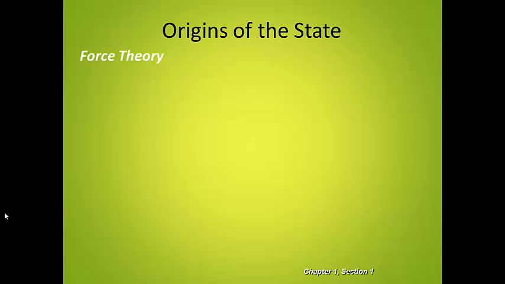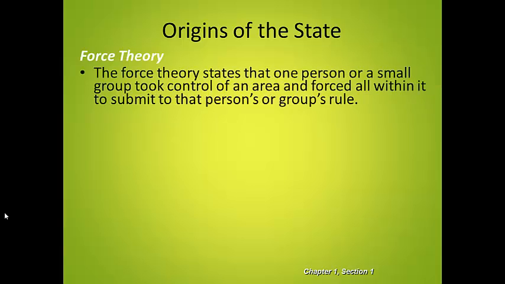All right, where did we get this idea of government from? If you haven't already watched the philosophers video, that's kind of an important video to understand where we got the ideas of rights and natural rights and stuff. Well, this goes back before that, and there are 4 theories. Force theory, okay? That a small group took control of an area and they forced people to obey. So that's how we first started having a state.